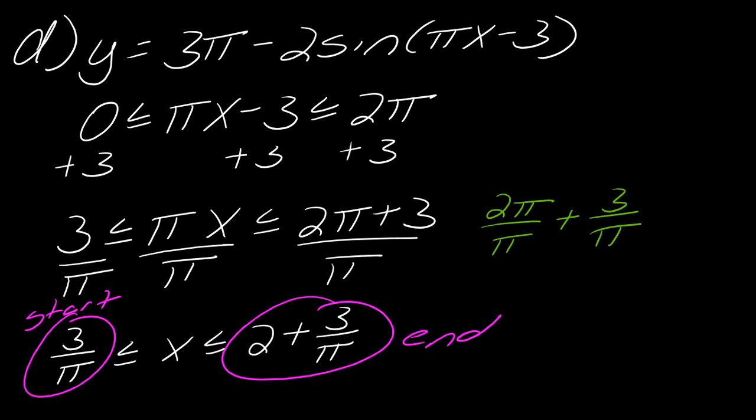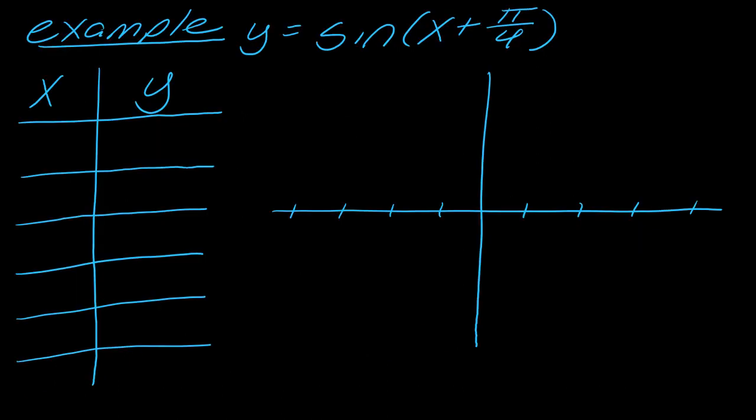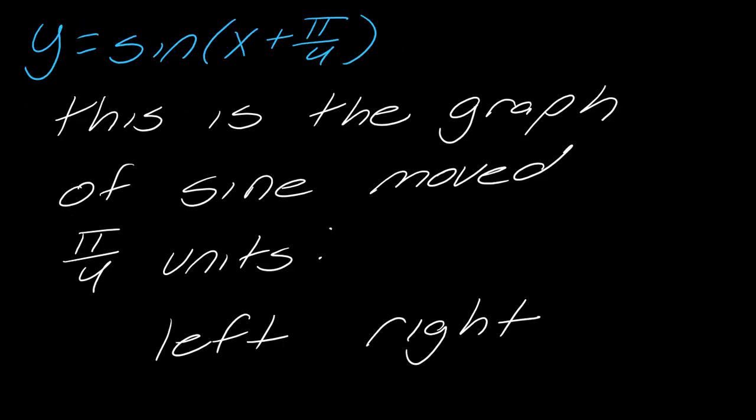All right, so now I'm going to finally show you how all of this comes together. So we're going to graph this example here. And okay, first things first, just looking at this, this is the graph of sine moved pi over 4 units. Is it to the left or to the right? It's moved to the left. And then where do I start?